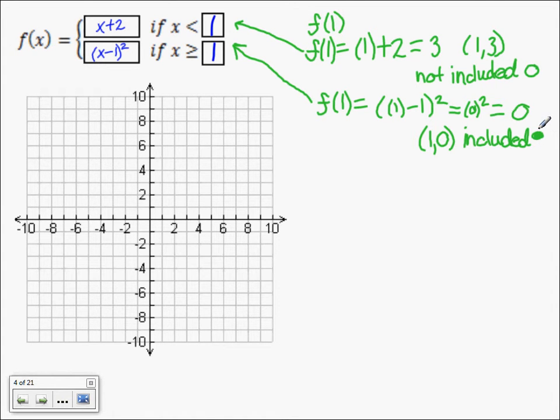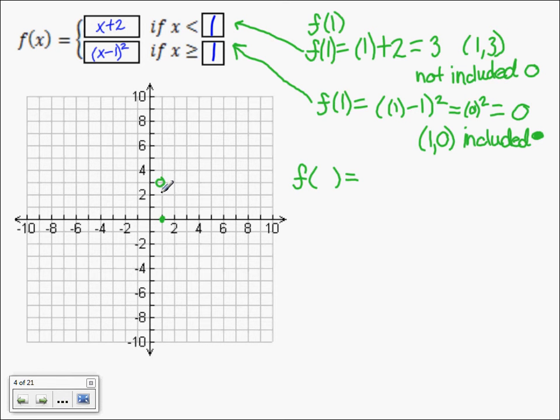So we have our first steps done for graphing. I like to go ahead and find a point in each part of the problem and graph. So our first point is 1 comma 3. So 1, 3 is right here, and it is denoted by an open circle. And then our next part is 1 comma 0, which is included with a colored in circle. So that's right here.